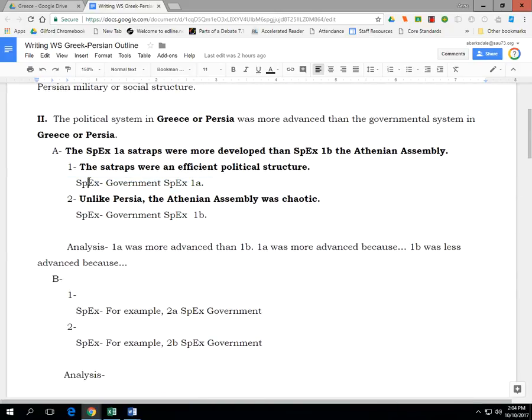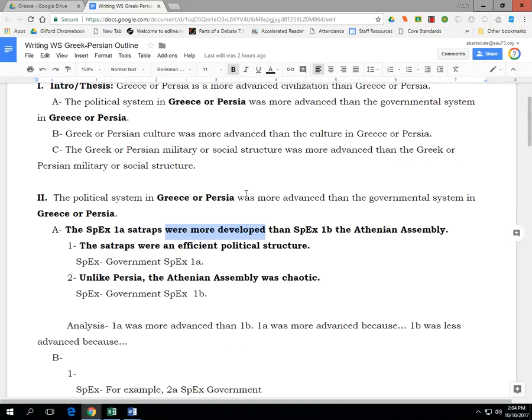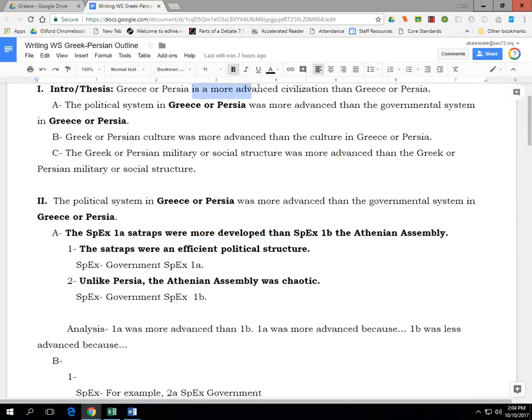So, for instance, I'm giving a hypothetical, and remember, your 1A may not be about satraps. This is simply just for my example. You would say whatever specs 1A's classification is. So in this case, if my specs was about satraps, I would say the Persian satraps were more developed. Notice that I'm using words from the thesis, but I've changed them so that I'm not using the word advanced again. I'm using a synonym. So, more developed than, and then I would put the Athenian assembly, which is my second specs classification.